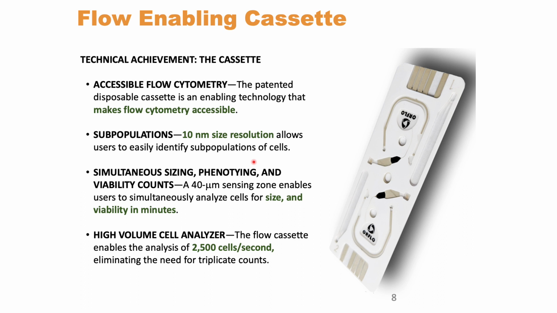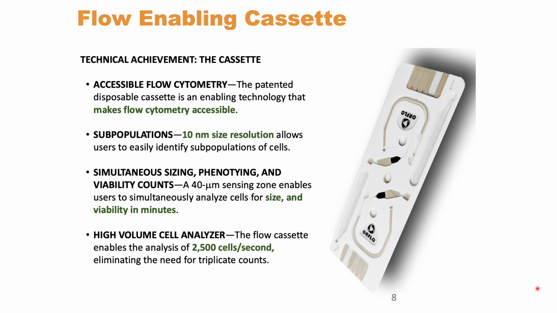A 40 micrometer sensing zone enables users to simultaneously analyze cells for size and viability. So how much of your cell population is alive? And it is also a high volume cell analyzer. The flow cassette enables analysis of 2,500 cells per second, therefore eliminating the need for triplicate counts, like you have been doing with your hemocytometer.